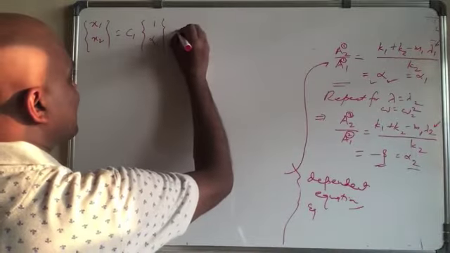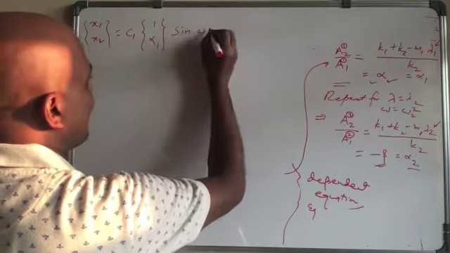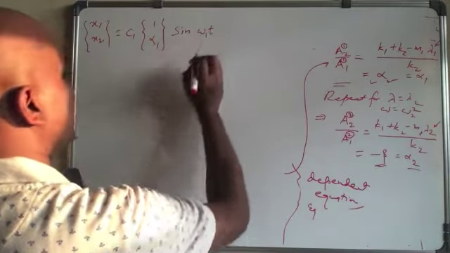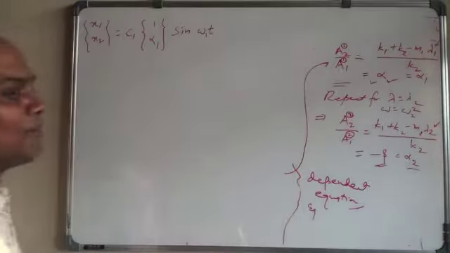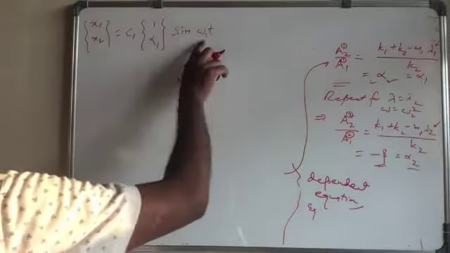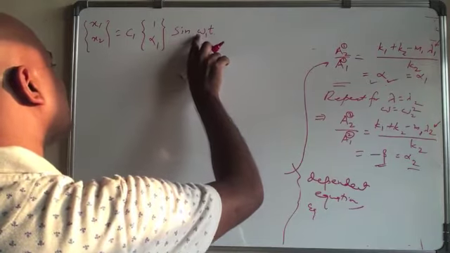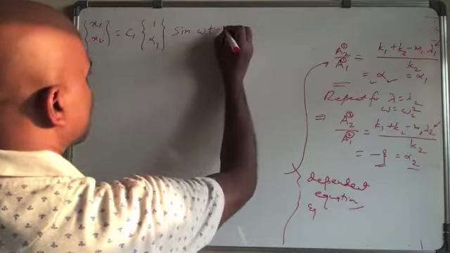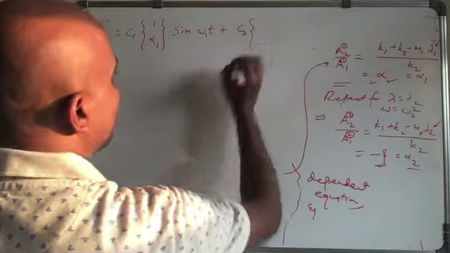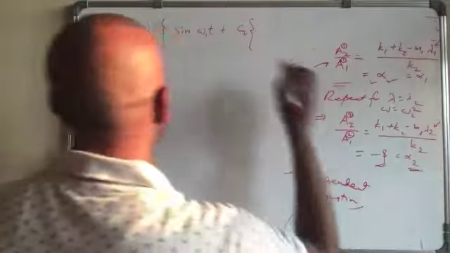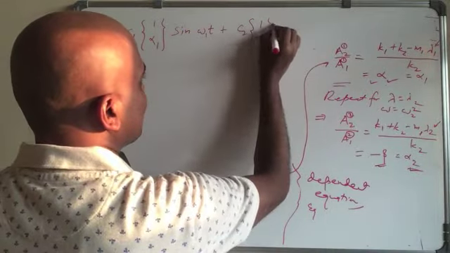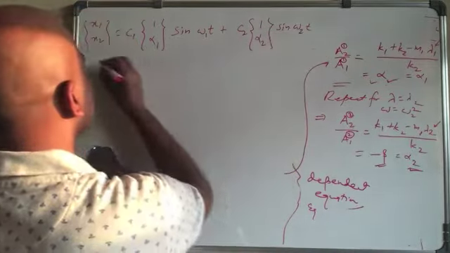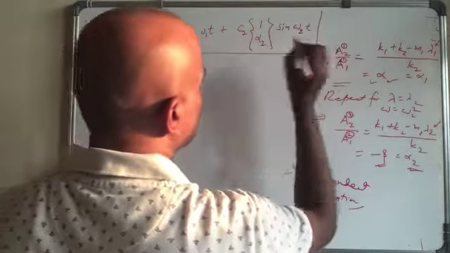and then we have sine omega 1 t, or root lambda, where lambda is a positive number. We have omega 1 t, and plus we will have c2 times 1, alpha 2, and then we have sine omega 2 t. Okay, so this is the solution we get.